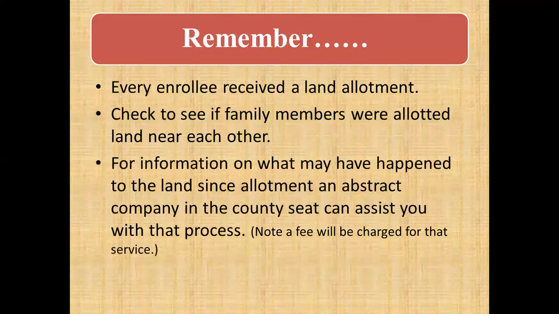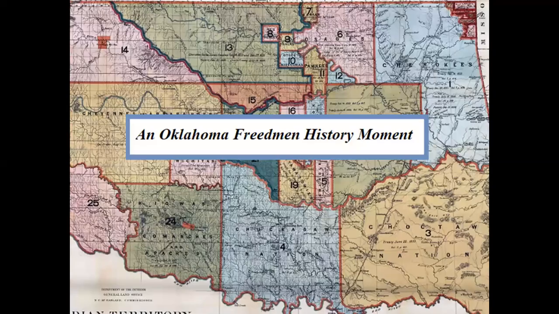Remember, every enrollee received a land allotment. You want to check to see if your family members were also allotted land near each other, or did they have to cross some other person's land to get to their families? For information on what may have happened since land allotment, if the land is no longer in the family, you may have to hire or get the services of an abstract company located typically in the county seat that can assist you with that process. There is a fee that will be charged for that service.